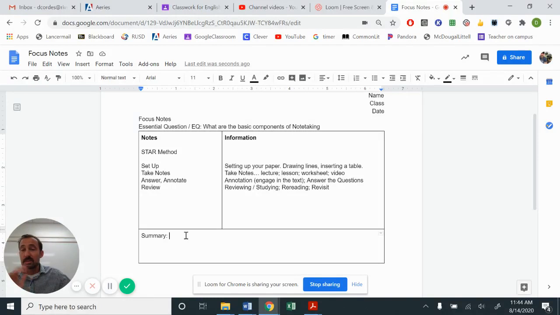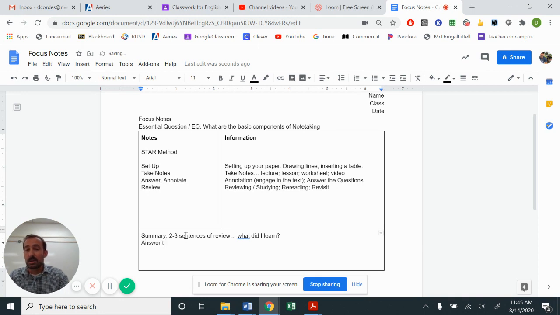A lot of times the summary down at the bottom is really just 2 to 3 sentences of review. Essentially, what did I learn? Right? Some people in this part answer the essential question. So if I were to ask you what are the basic components of note-taking, you could say, well, there's the STAR method, setting up my paper, taking notes, answering questions, and then reviewing. Okay. Well done with your focus notes. This is what your page should look like right now.